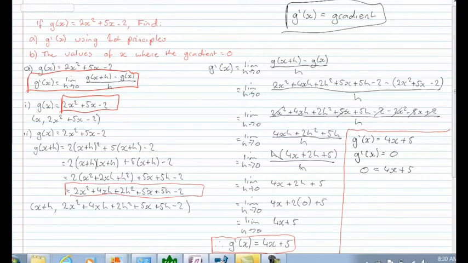Alright, we want to find out the x value where the gradient is 0, so we minus 5 equals 4x, divide by 4, so you get x is equal to negative 5 on 4. Therefore, the gradient equals 0 at x equals negative 5 over 4.